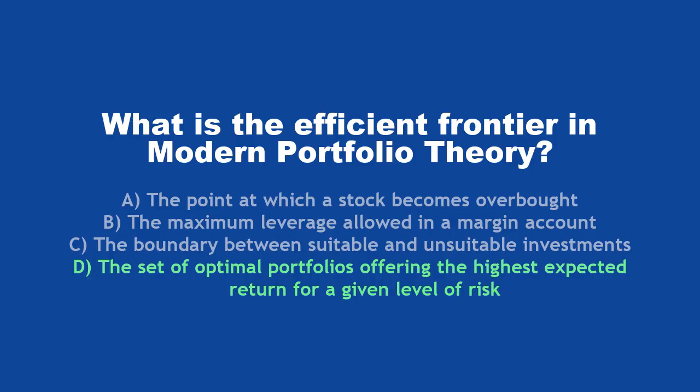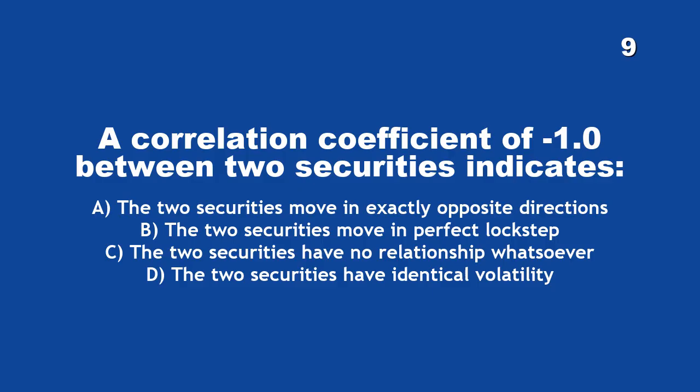A correlation coefficient of -1.0 between two securities indicates, Option A, the two securities move in exactly opposite directions. Option B, the two securities move in perfect lockstep. Option C, the two securities have no relationship whatsoever. Option D, the two securities have identical volatility. The correct answer is A, the two securities move in exactly opposite directions.